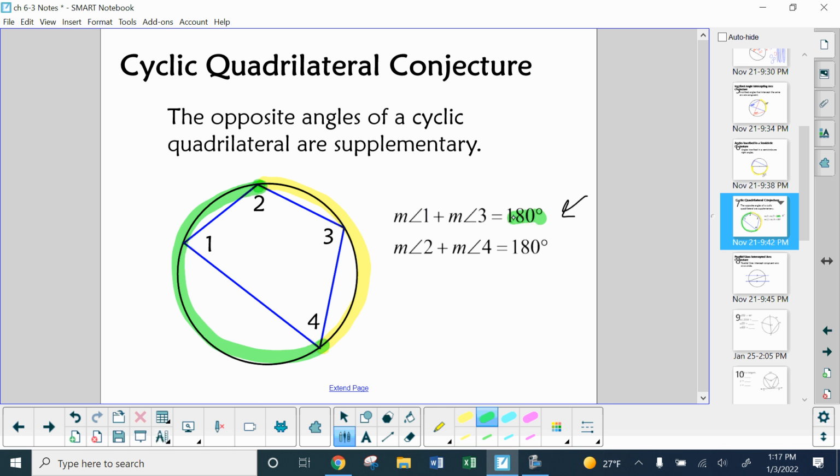Again, trusting me that I know what I'm talking about with the inscribed angles. I haven't proven that part to you yet. But that's why the opposite angles here are supplementary. Is that okay?